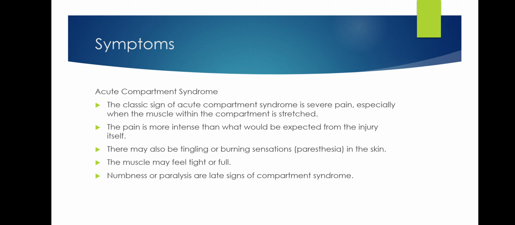Then there may also be a tingling or burning sensation, which we call paresthesia, in the skin. The muscle may feel tight or full. Then there may be numbness or paralysis, and these are late signs of compartment syndrome. So when you get to the level of numbness or paralysis, just know we're at the late stages, okay, of compartment syndrome.